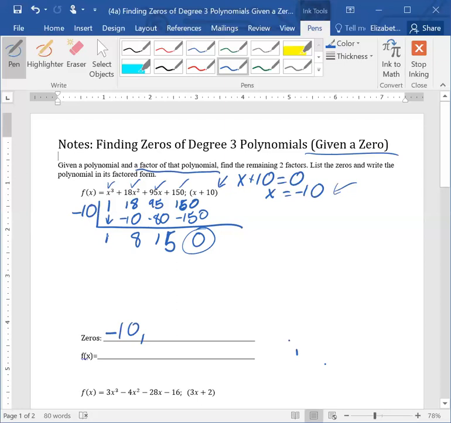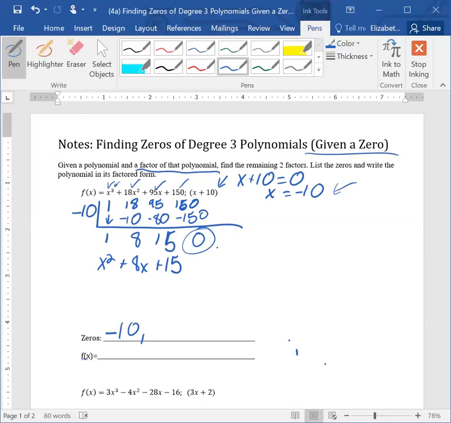All right, so then we end up with, remember this started as x cubed, so our starting value is going to be a degree less than that. So x cubed, we go down 1, so that's x squared. So this is 1x squared plus 8x plus 15, no remainder. We need to find the remaining two factors. So the easiest way to do this is to factor this polynomial.